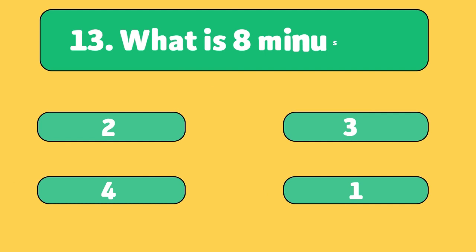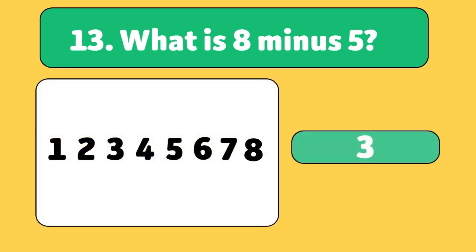What is 8 minus 5? Three. Start with 8 and take away 5. And we're left with 3.